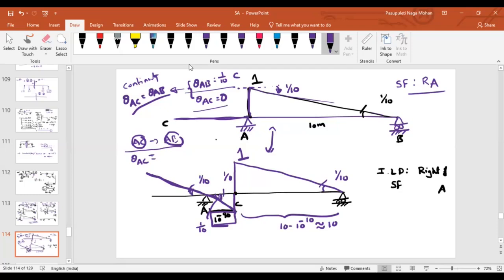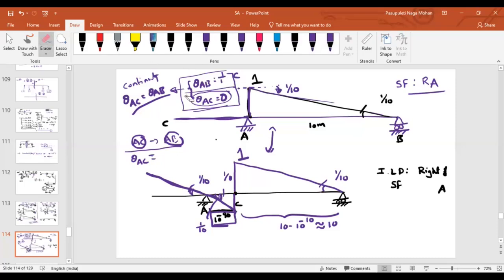As of now, do you agree with this point? To maintain continuity, what must be the slope of AC? 1 by 10. That too in the same direction, isn't it? Yes, sir.